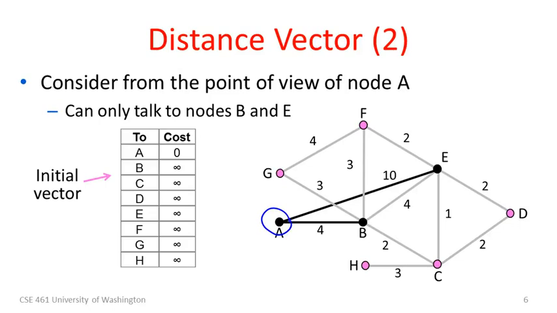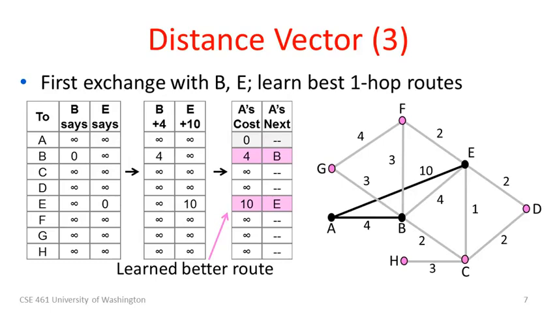Okay, so A's initial vector is shown here. You can see it has cost 0 to itself and cost infinity to everywhere else. Let's see what happens. Here's the first exchange. Now A is going to send its vector to B and E. Well, they're going to do the same thing. They have an initial vector and they're going to send it to all of their neighbors including A. So we can see from B we will get this column here. For all of the different destinations, B knows it can reach itself at cost 0. It doesn't know how to get anywhere else yet. E similarly. E can reach E at cost 0. It doesn't know anything else. We've all just woken up.